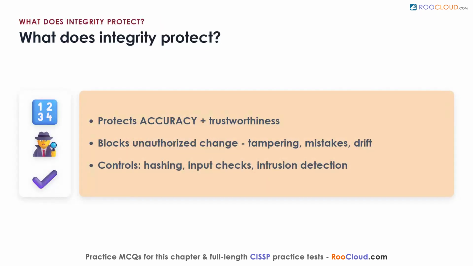What does integrity protect? It protects the accuracy and trustworthiness of data. Integrity stops information from being changed without permission. That covers outside tampering, honest insider mistakes, and quiet corruption over time. You defend it with access control, hashing, input checks, and intrusion detection. Picture a bank ledger. Every entry must stay exactly as recorded, or the account becomes meaningless.